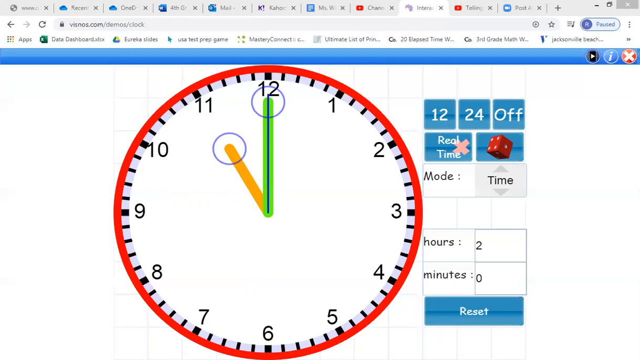Okay. So, if you will, on your blank piece of paper, I want you to draw a circle. It doesn't have to be perfect, but I want you to draw a circle on your paper.